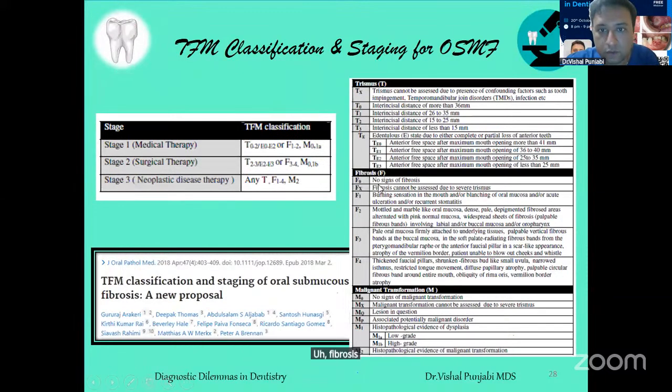Fibrosis, F0, no signs of fibrosis. Fibrosis cannot be assessed because there is severe trismus, that is FX. F1 to 4, depending on the amount of fibrosis which is examined on palpation. Malignant transformation, if there is any, based on the histopathology.